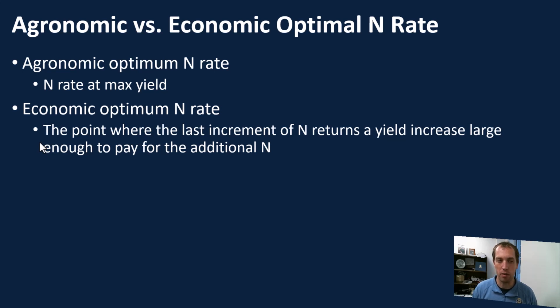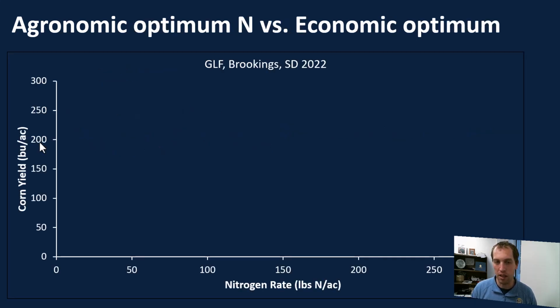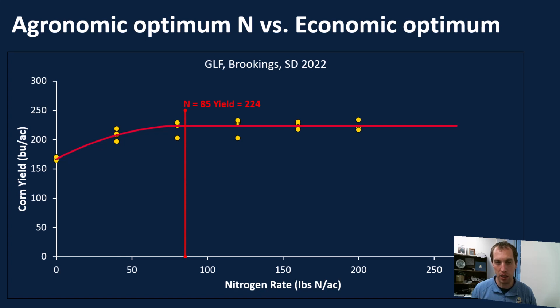I'll show you an example right here at a site in Brookings, South Dakota, this past year in 2022. We look at our corn yield on the y-axis and our nitrogen rate on the x-axis. We can see the yield increases until we hit our optimal, or max, yield, which was at about 85 pounds of N. We got 224 bushels of corn.